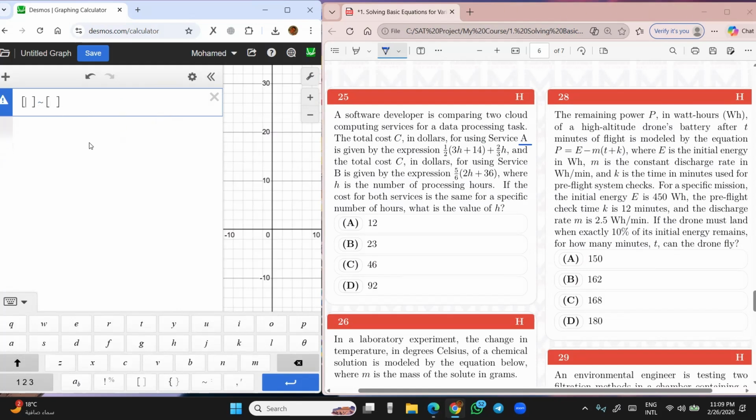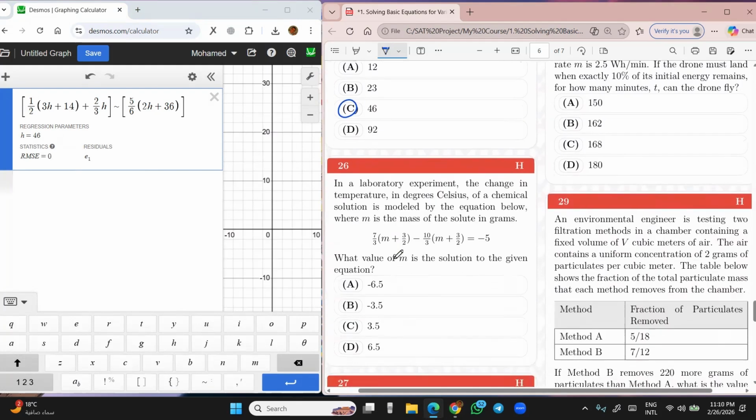Remove everything. And here we write half, open the pair of parentheses, write 3h plus 14 and plus, we are still on the left side, 2 over 3h. And that's it for the left side. And the right side, we need to write 5 over 6, 2h plus 36. That's only the equation. And then h is equal to 46, as you can see on the left here. So 46 is our answer to this question. This is the number of hours.